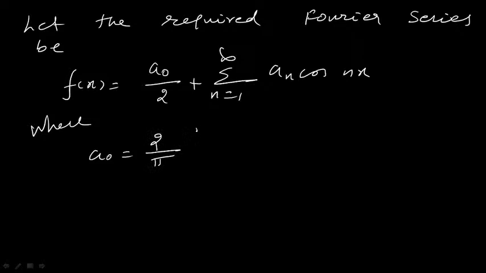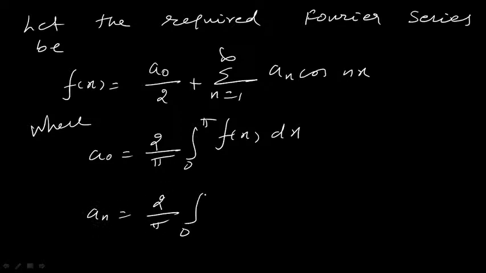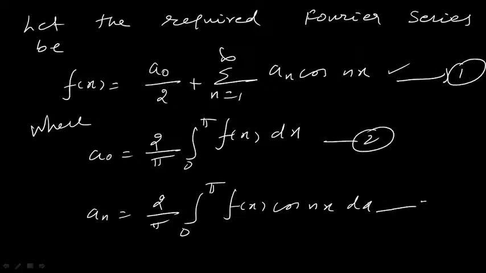where a naught is calculated by making use of the formula 2 by pi integral 0 to pi f of x dx, and a n is calculated by making use of the formula 2 by pi integral 0 to pi f of x cos n x dx. So whenever the function is an even function, bn becomes 0, so we don't have the bn term here. You take this as equation number 1, this one as equation number 2, and this one as equation number 3. Let me first calculate the values of a naught and a n. After calculating the values of a naught and a n, substitute in equation 1, which gives you the Fourier series representation of the given function f of x equal to x square.